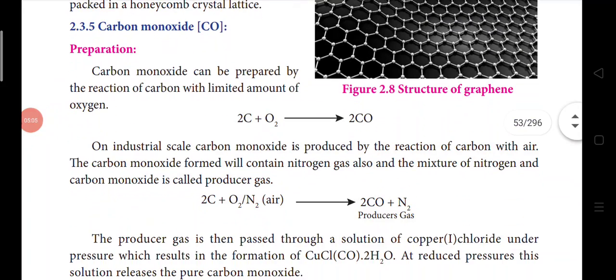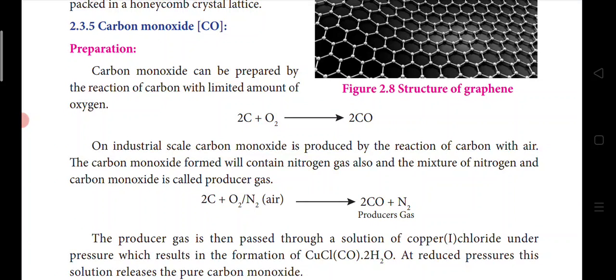So next is moving on to the compounds of carbon, that is carbon monoxide. Last class we discussed the allotropes of carbon. Do you remember what the allotropes of carbon are? Graphene, graphite, fullerenes, diamond, carbon nanotubes. All these are the allotropes of carbon. Today we are going to see the preparation, properties and uses of carbon monoxide as well as carbon dioxide from this group 14 elements.